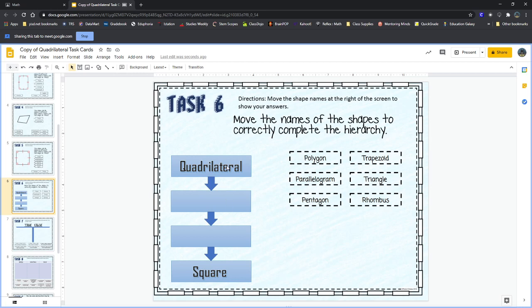Okay? The quadrilateral. Again, a quadrilateral is a polygon with four sides. That's why it's at the top, because all of the names we're going to put in here are all quadrilaterals. They all have four sides, like a square. See that at the bottom already. Square has four sides.